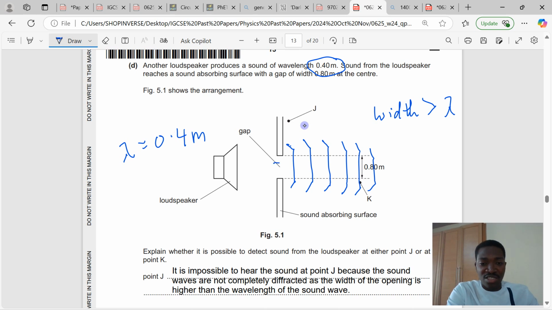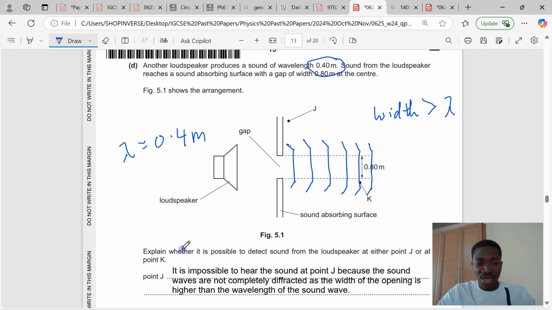Then if the distance is small, diffraction becomes more evident. You start having those curved lines, okay? But as long as that distance is not very small, then the wave will come out undiffracted, but slightly curved at the edges. So that's what you have.